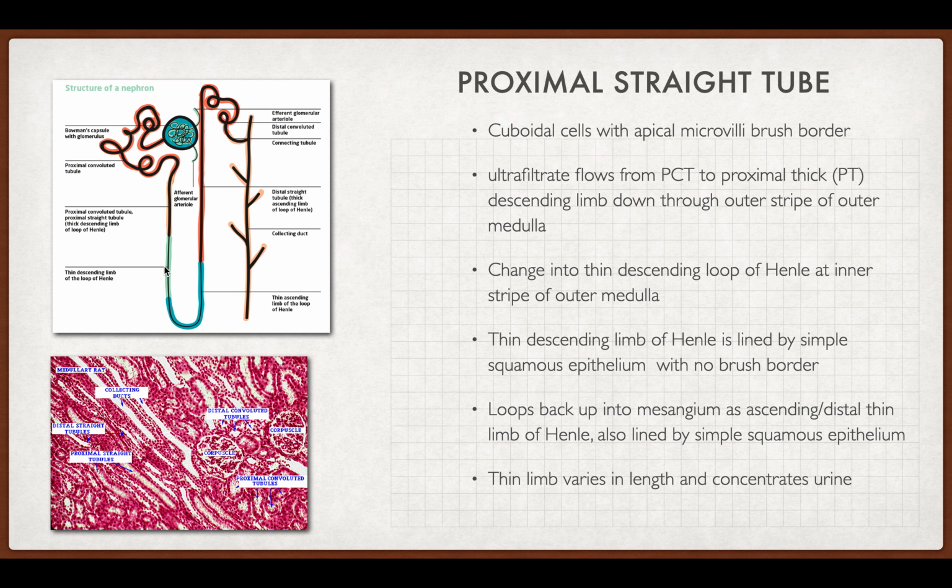And then the thin limb can vary in length, and its main role is to concentrate the urine. Here are the collecting ducts. Here are the straight tubules, proximal tubules. See, the proximal straight tubules are pretty thick, and then the convoluted ones are all sorts of convoluted. And right next to it is the corpuscle.